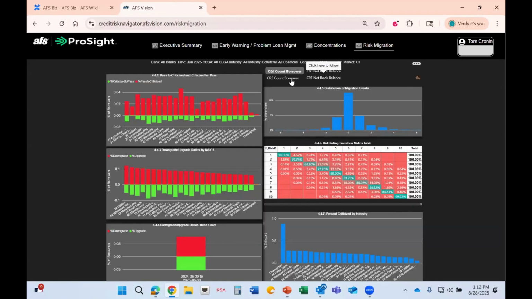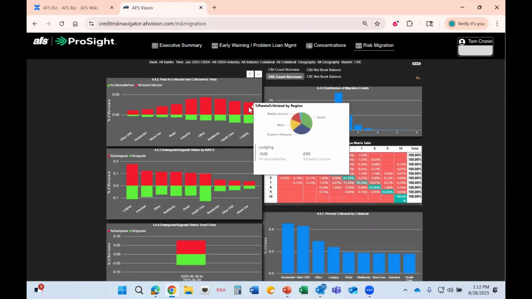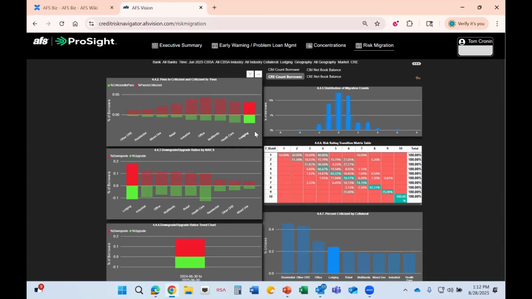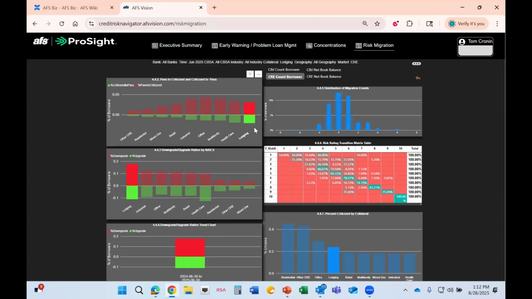So what we'll see in a second, here at lodging, let me go get CRE borrower. I'll start with lodging. So I'll highlight lodging and we can look at just the statistics for lodging. The pass to criticize and the criticize to pass isn't too bad. Criticize to pass is 2%, pass to criticize is 3%. So just a little bit more pass to criticize. So not really too bad.